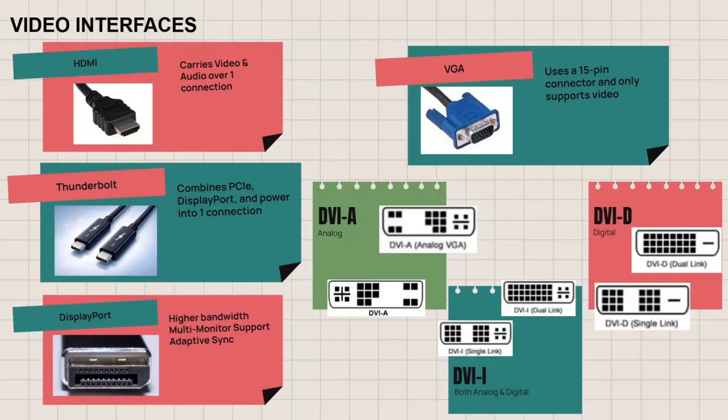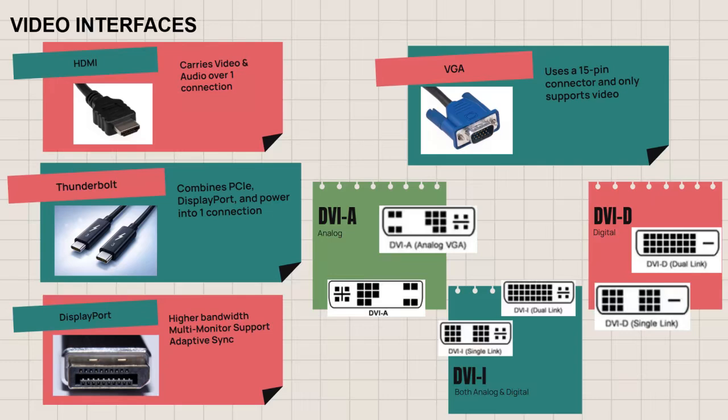Now, let's dive into video interfaces, modern and legacy. HDMI, the most typical, carries video and audio over one cable and dominates consumer electronics. You also have DisplayPort, which offers higher bandwidth, multiple monitor support, and adaptive sync for gaming. Thunderbolt combines PCI Express, DisplayPort, and power into a single interface. Thunderbolt uses USB-C connectors, but not all USB-C ports support Thunderbolt. Look for the lightning icon if you have any questions.